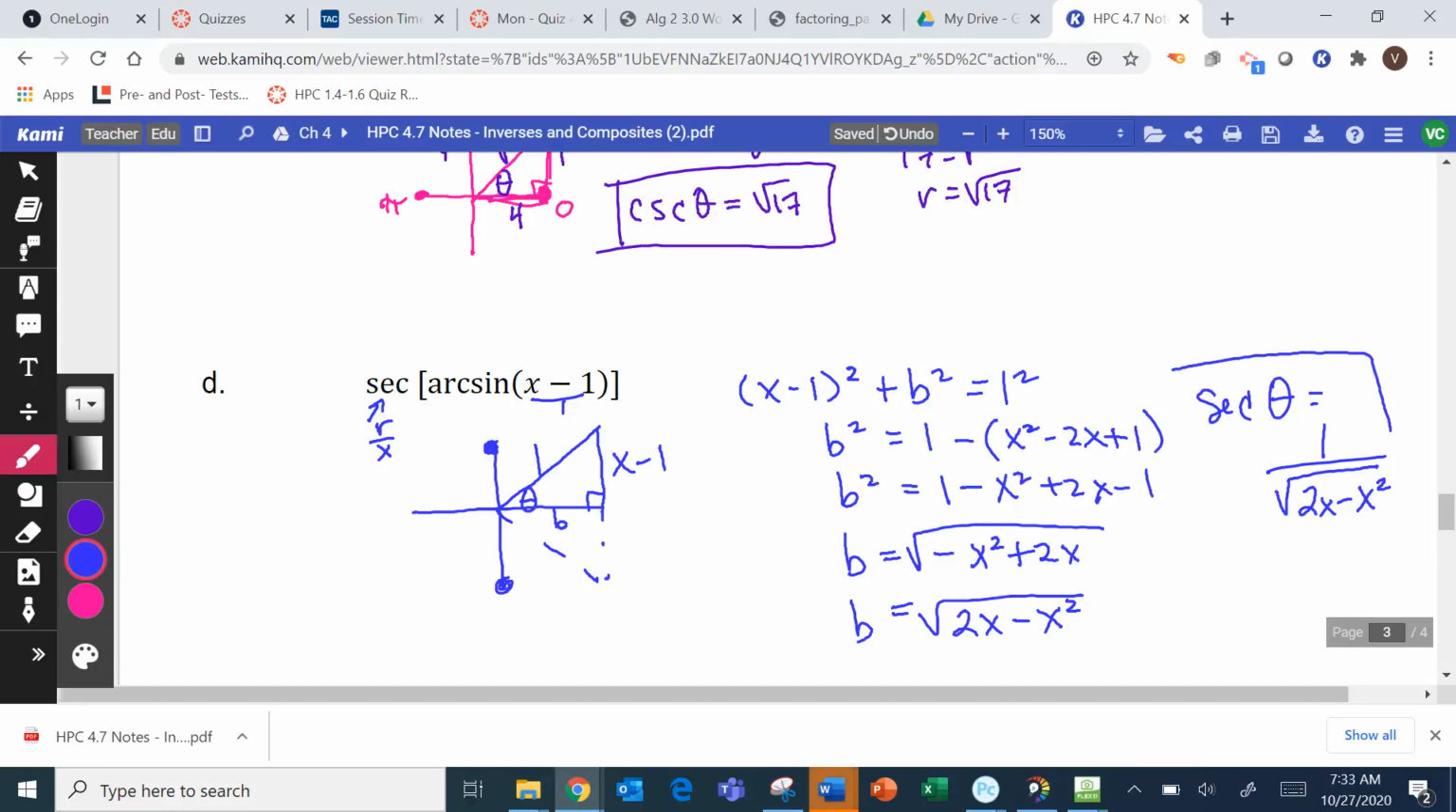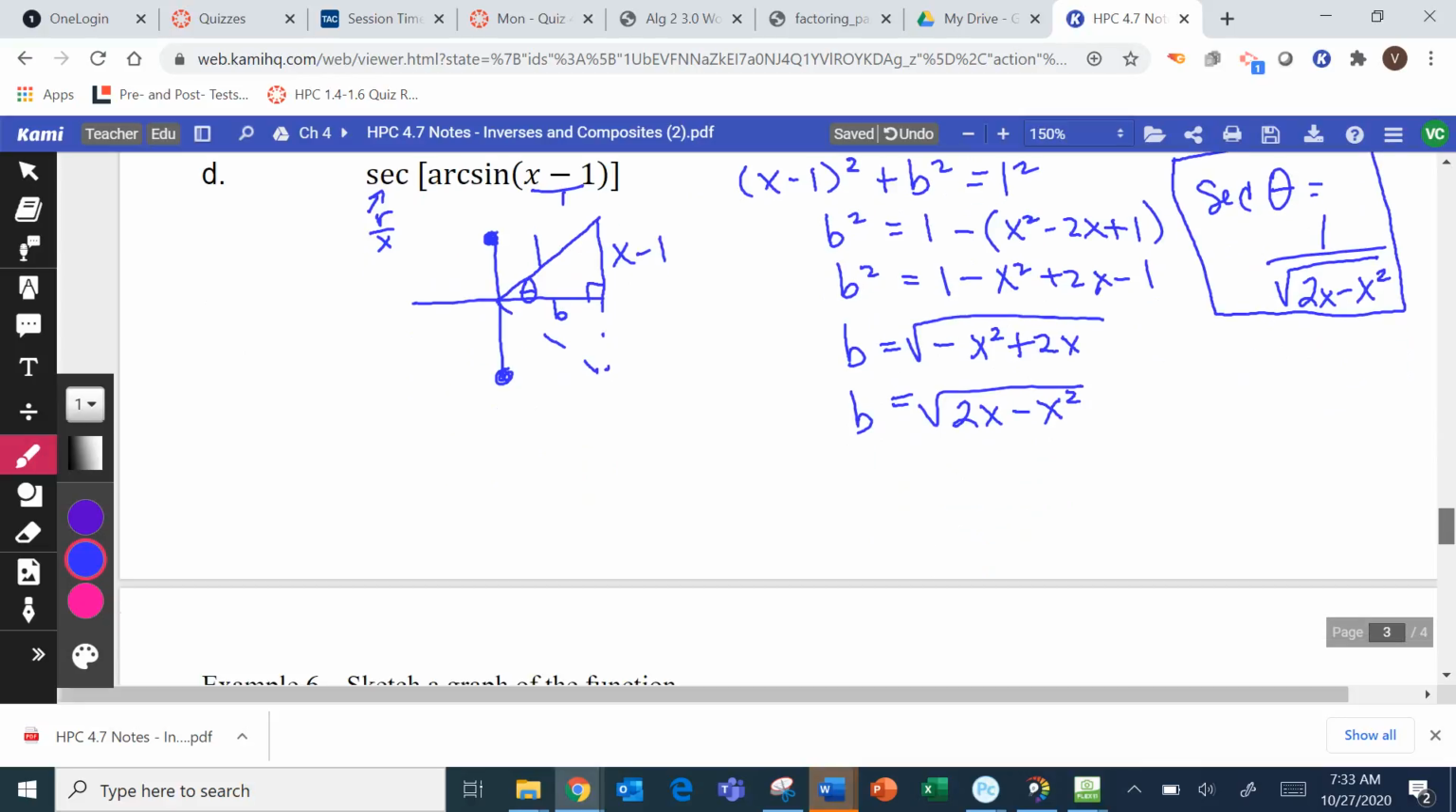Now, normally we would go ahead and rationalize that, and you're more than welcome to rationalize it, but since we're just writing an equation of the secant, we don't really need to do that. If the directions were to write it in simplest form, then we definitely would do that.